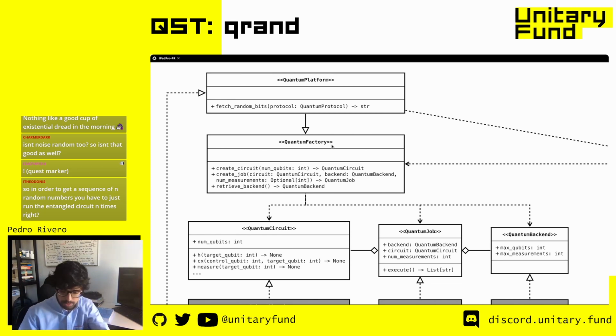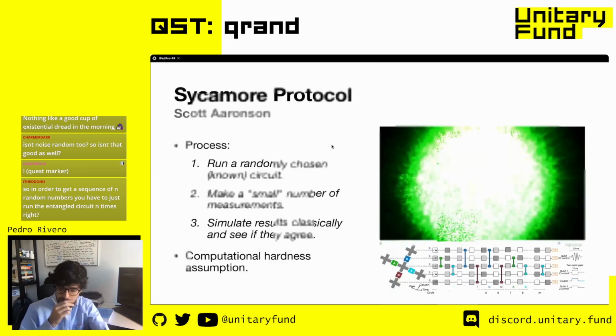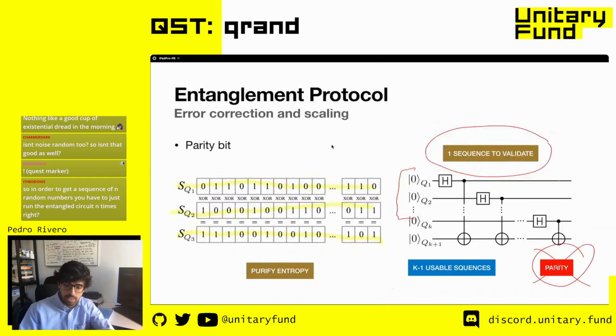Let me go back to the entanglement circuit. So not really quite, because as you can see here, we're actually producing k-1 usable sequences. That means that over here, let me use a different color, we have k+1. We have to destroy one for the parity check, and we're using the other one for validation. So we are left with k-1 bits.